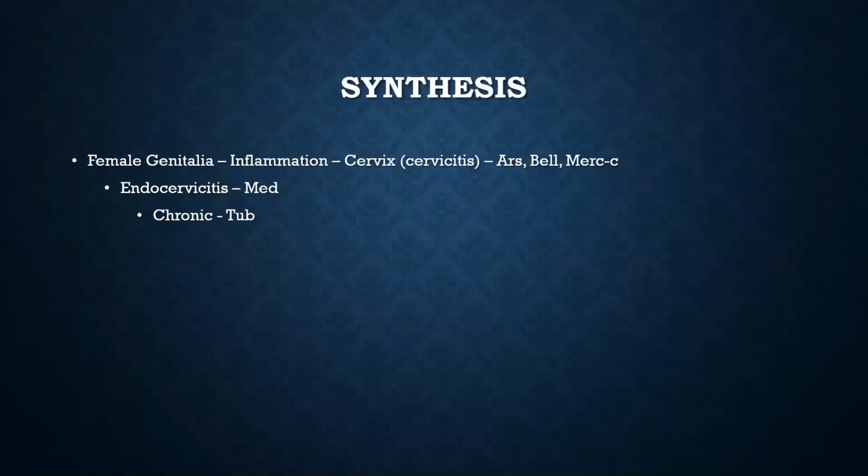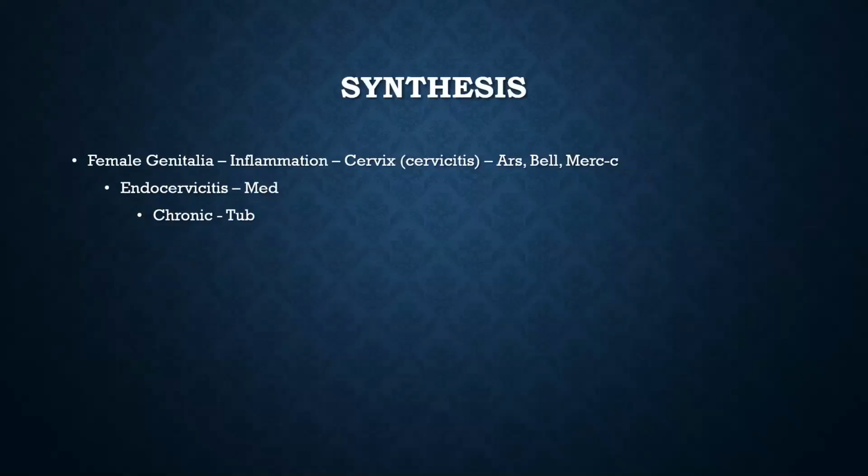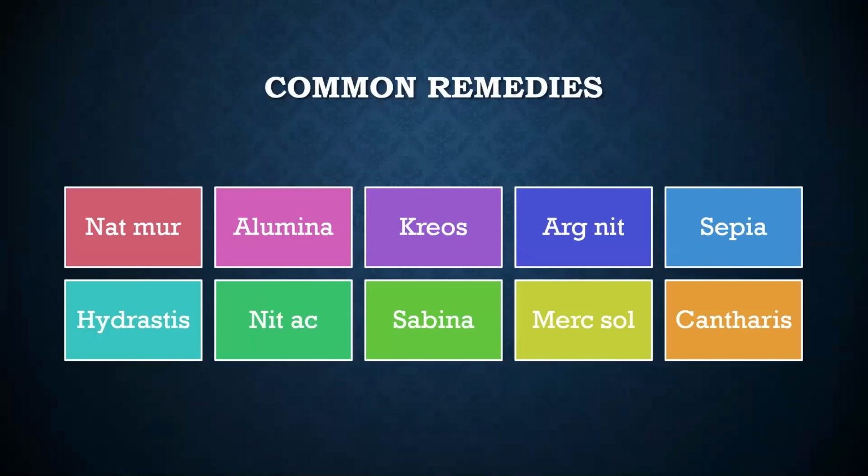Synthesis repertory: like in Boericke repertory, we had endocervicitis. In case of Synthesis repertory also, we have endocervicitis. And under endocervicitis, as a subrubric, we have chronic. So we have chronic endocervicitis, or in short, we can say chronic cervicitis in Synthesis repertory. This is taken from Synthesis 9.1. So the common remedies, we have Natrum muriaticum, Creosotum.